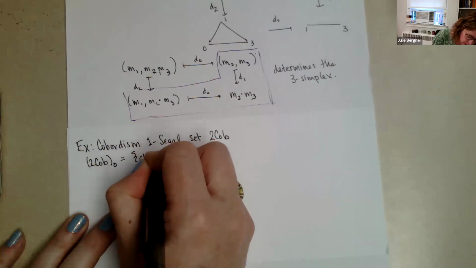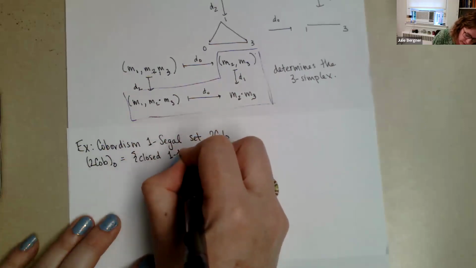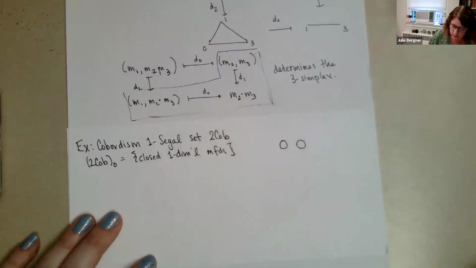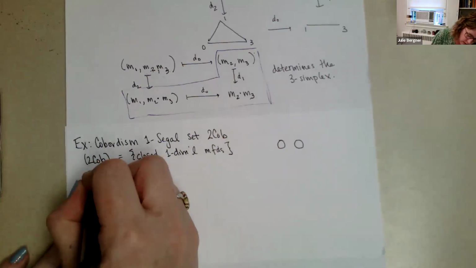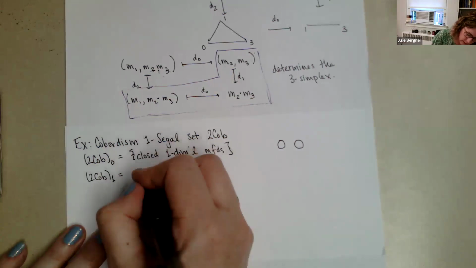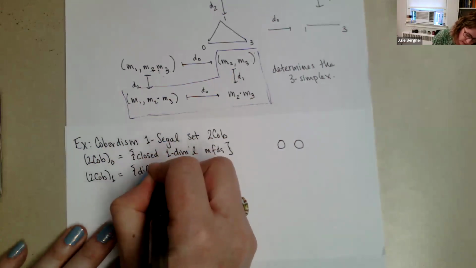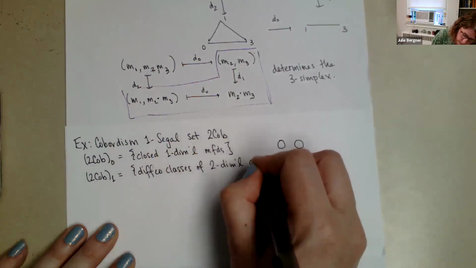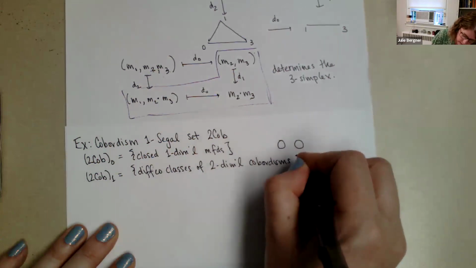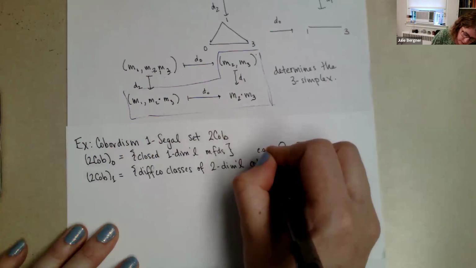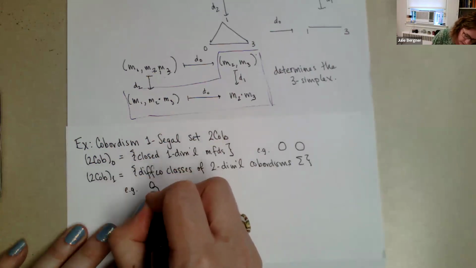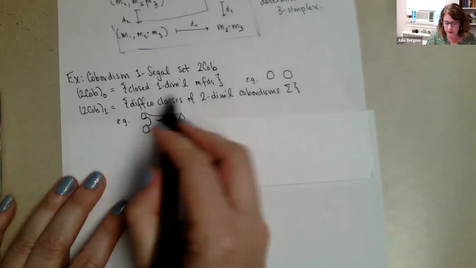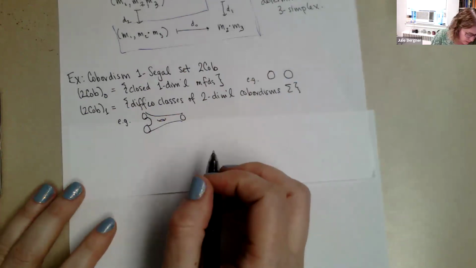So its 0 simplices are going to be closed one-dimensional manifolds, for example, just bunches of circles. Then its morphisms are going to be diffeomorphism classes of two-dimensional cobordisms, that's Sigma. For example, I might have a pair of pants. And I'm taking diffeomorphism classes, so I get some kind of strict composition.